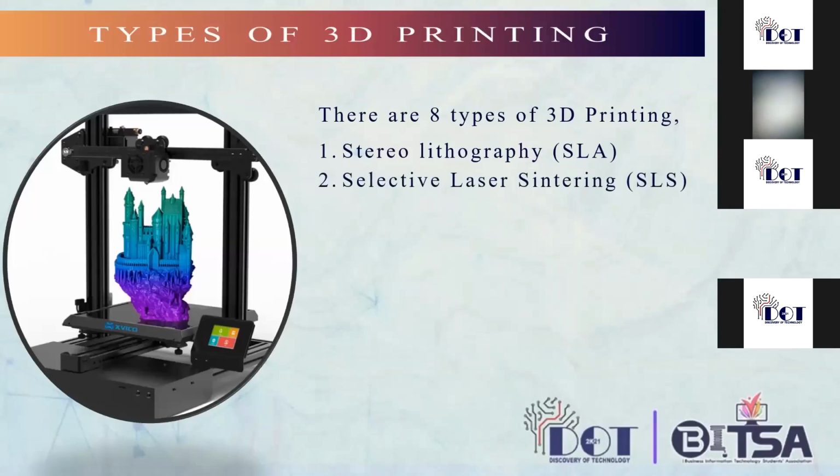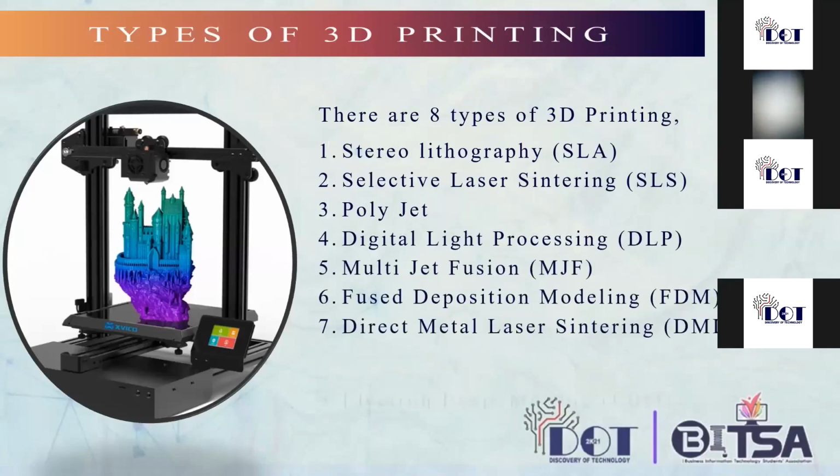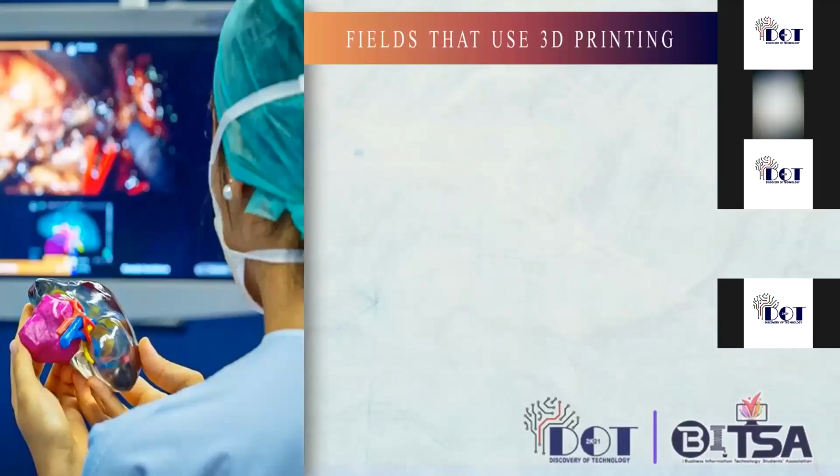The main types of 3D printing are stereolithography, SLA, selective laser sintering, SLS, and fused deposition modeling, FDM, and other types are PolyJet, digital light processing, multijet fusion, direct metal laser sintering, electron beam melting. And I invite Heshana to describe the rest of our presentation.